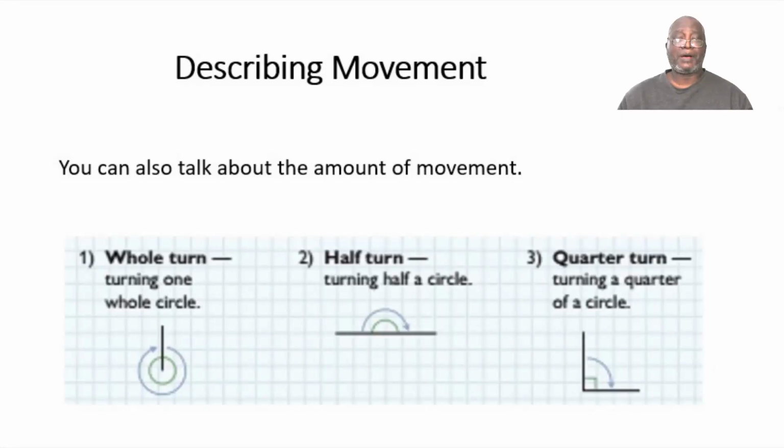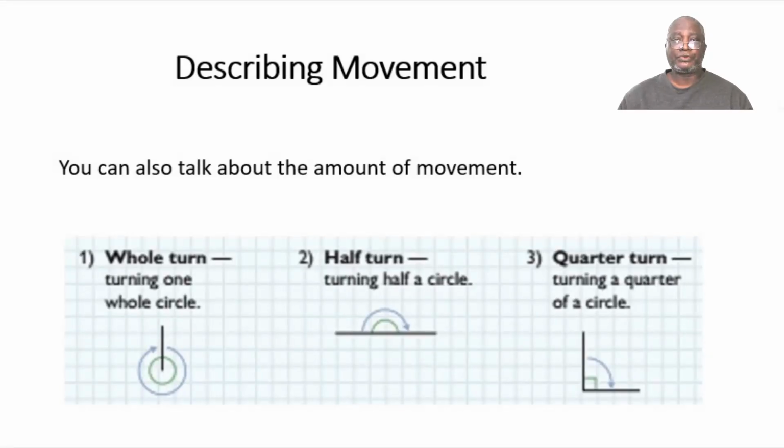You can also talk about the amount of movement. If you look at the diagrams below, 1, 2, and 3, they describe 3 different movements. The first one is a whole turn. Mathematically, we say it's a 360 degrees turn. You start from one point, move round in a circle, and come back to the same point. You have half turn, turning half a circle. That half a circle on the straight line is 180 degrees.